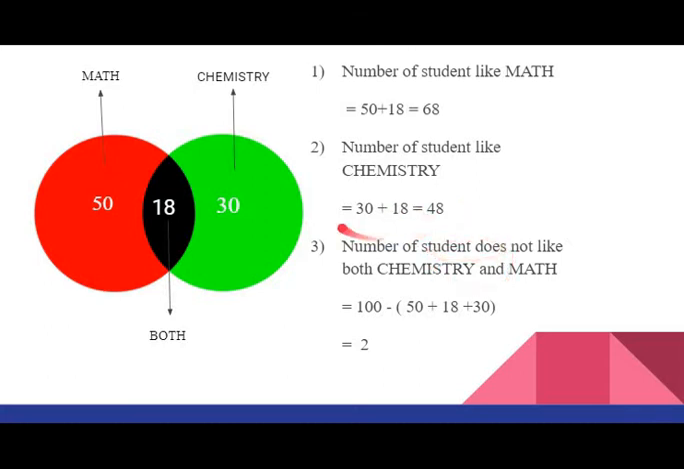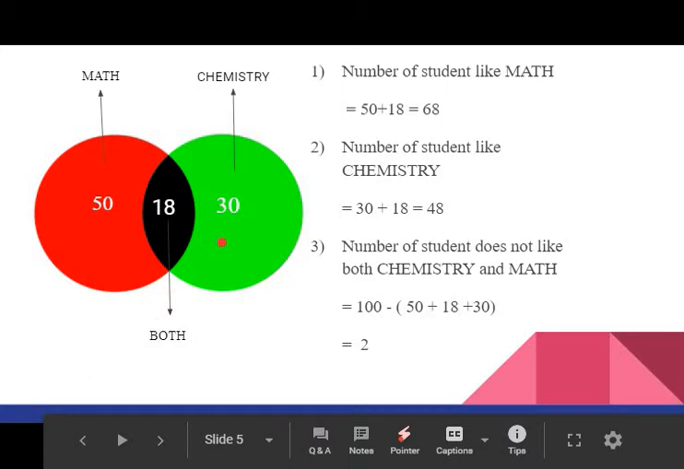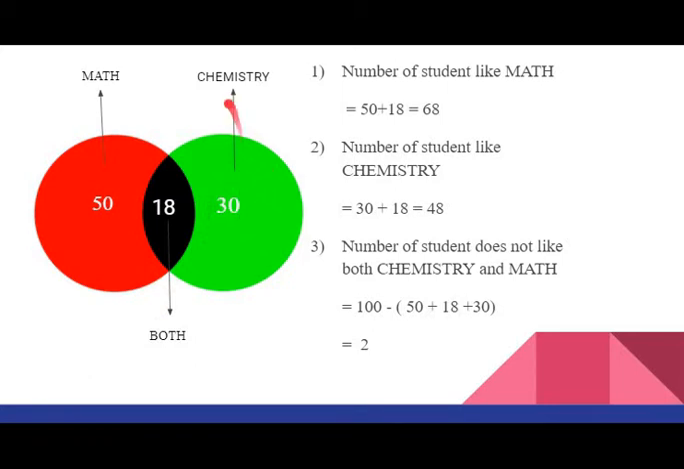Now focus on the third question. The third question is somewhat different from the first and second questions, in which they ask for the number of students who do not like maths and chemistry as well. In a Venn diagram, we know that the red color region represents the number of students who like math, the black color region represents the number of students who like maths and chemistry, and the green color represents the number of students who like chemistry.